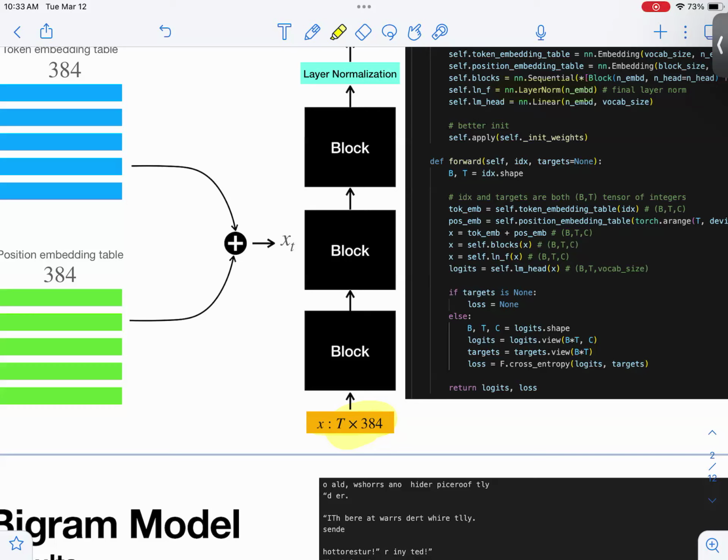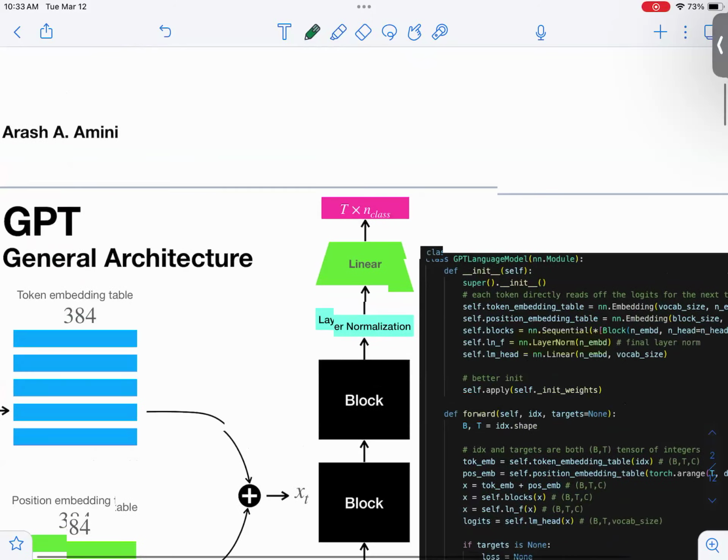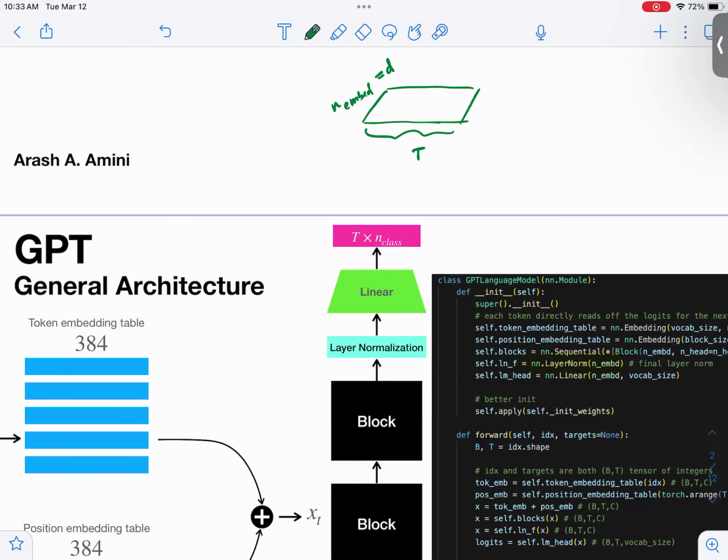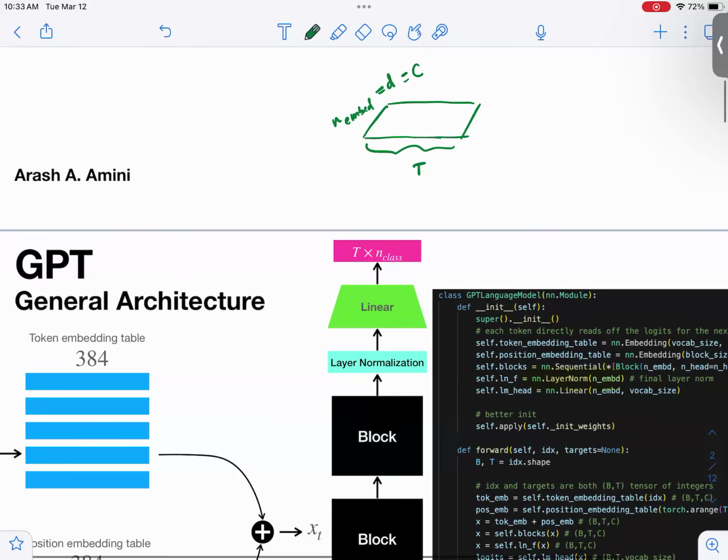So I have the context of T tokens, and I'm going to write it like this because we'll see. So this is T, and this is n_embd, which I'm going to also call D. In his code, he calls it C. Unfortunately, C would have been better for the vocab size. But each one is a vector of length 384. So this would be x0, x1 up to x_{T-1}. Okay, so I have this table.